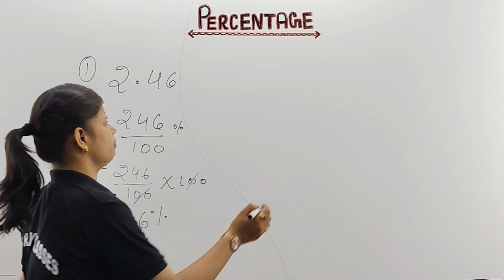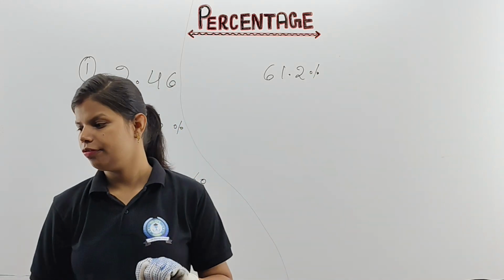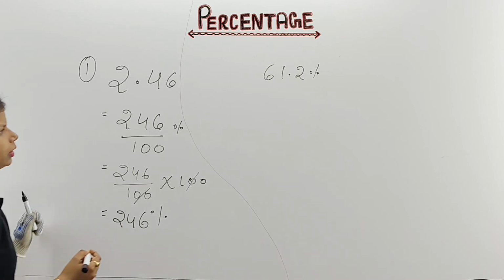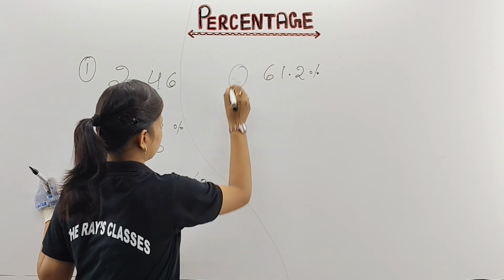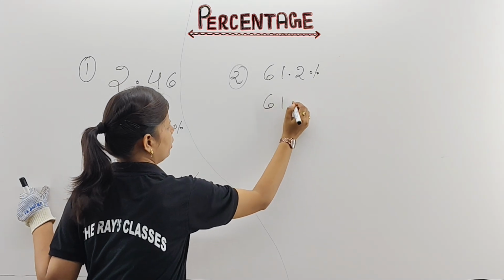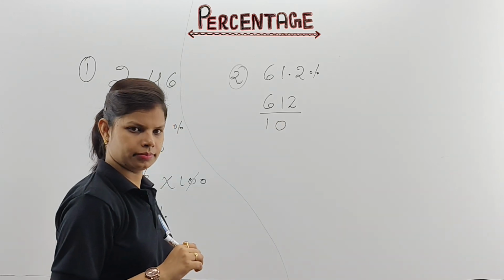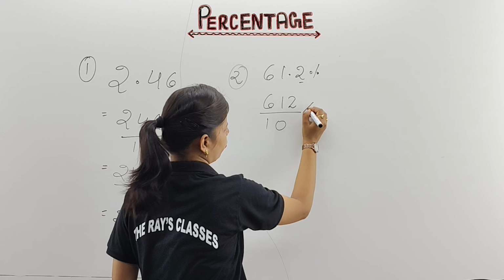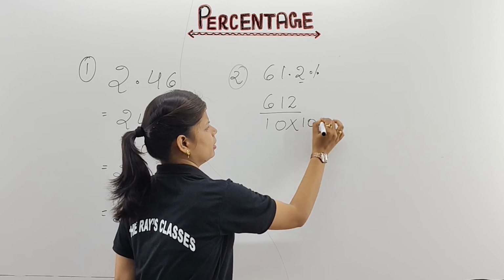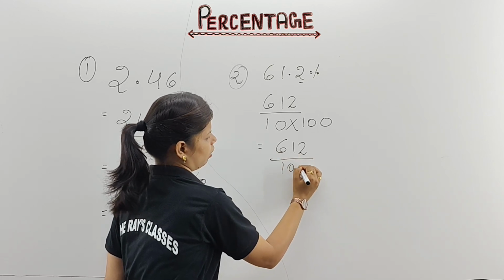Another pattern of the questions which we are going to discuss is the last one from here. If your question is given 61.2, we have to convert into which form? We have to convert into fractional form. First of all, 612 upon 10. And then when we multiply at the bottom side, we have to convert into the decimal part, so we multiply with 100 and we will get 612 upon 1000.